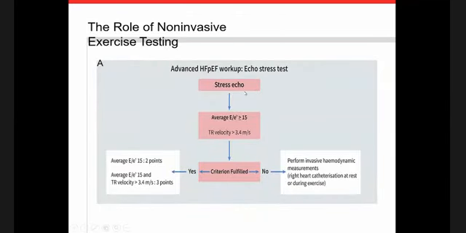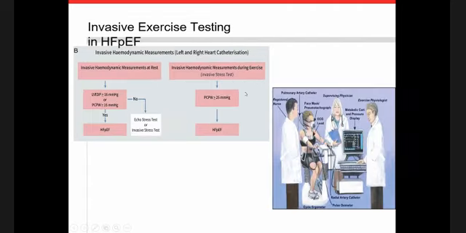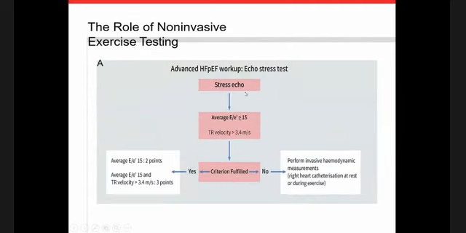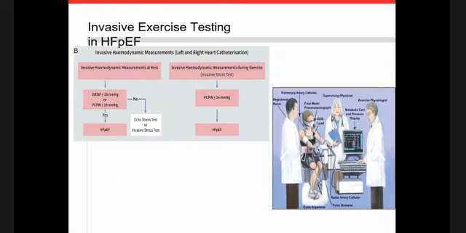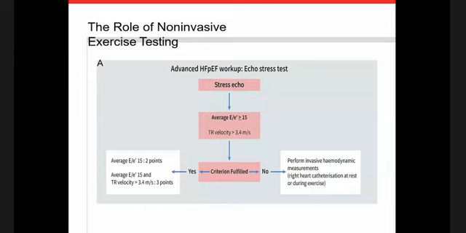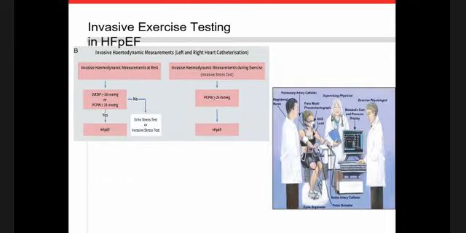The echo is very important. Like I said, if you don't get these findings on a normal echo, you can stress the person by whatever way and see that the E by E prime ratio increases, as well as there is pulmonary hypertension. So if you make the person exercise and the E by E prime ratio increases, as well as this pulmonary hypertension, you know that the person has HFpEF.